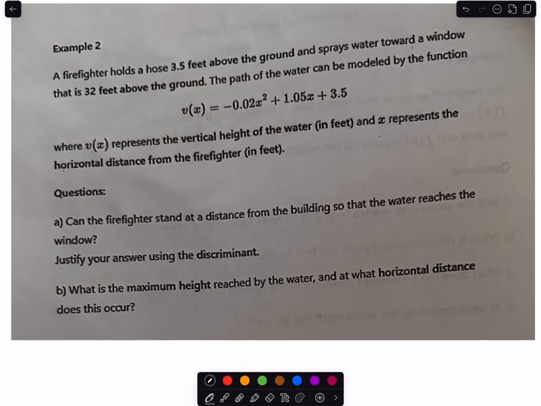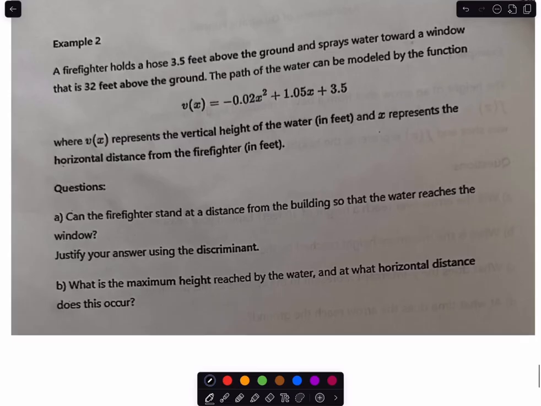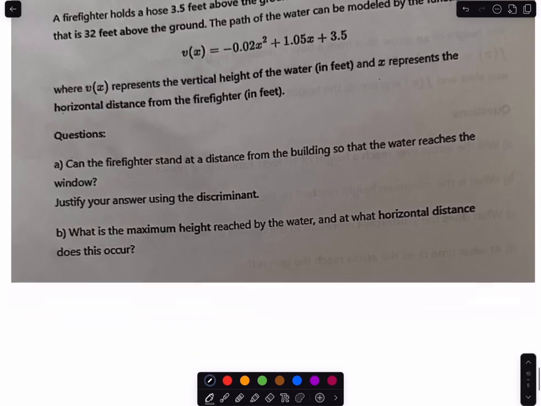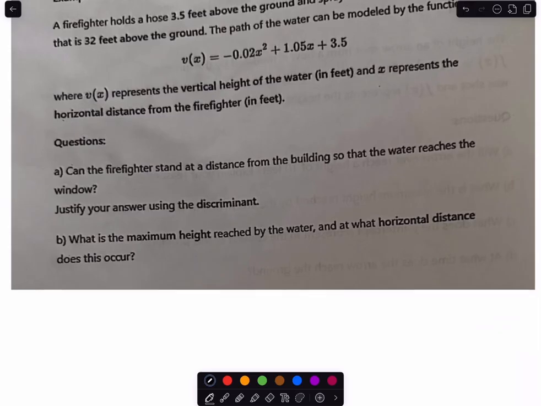Let me see. 3.5 feet above the ground, okay. Sprays the water at a window that is 32 feet above the ground, okay. So the path can be modeled by that. The path of the water is given by this formula. We want to see, can it reach 32 feet? So let's start off by setting this height equal to 32 feet.